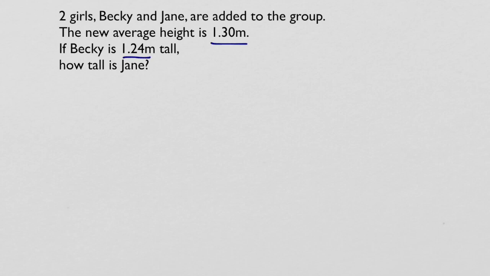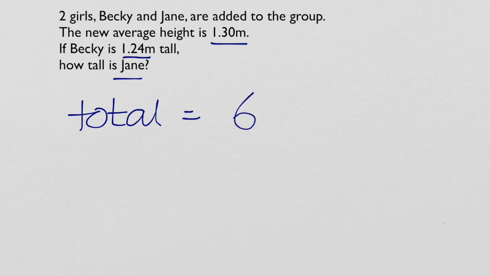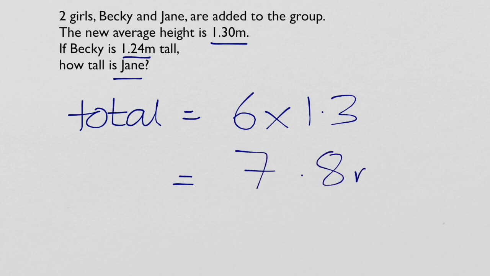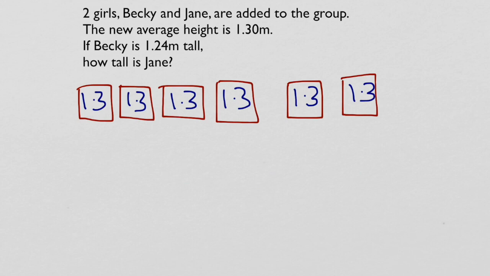Okay, so the first thing we want to do is to work out the total height for everybody in the group. So we know there's 6 people now, so 6 times 1.3 equals 7.8. So if I were to draw out 6 boxes with each person representing 1.3 meters, those last 2 boxes would be double that, so 2.6. So Becky and Jane, those 2 heights added together are worth 2.6 meters.